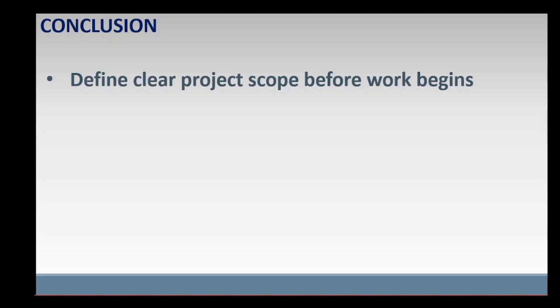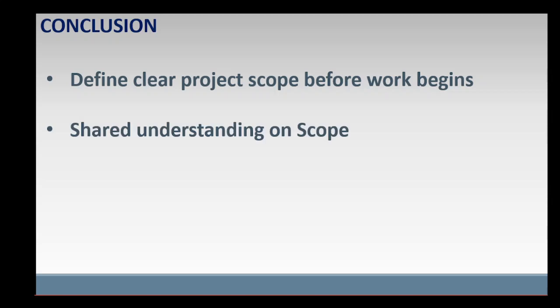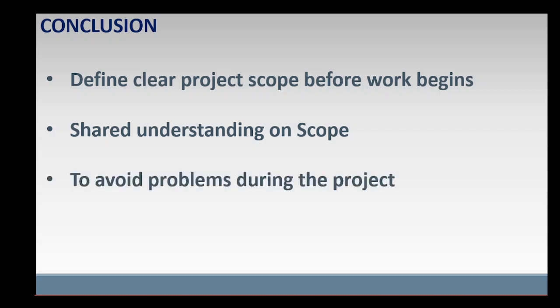In conclusion, for ideal or rigid waterfall or predictive projects, the product scope and the project scope are clearly defined and decided upfront during detailed planning, and the stakeholders and the project team should have a shared understanding and agreement on the scope in order to avoid or significantly minimize problems during the project, such as scope creep. In adaptive or agile projects, high-level requirements are progressively elaborated to an appropriate level of detail in each iteration.